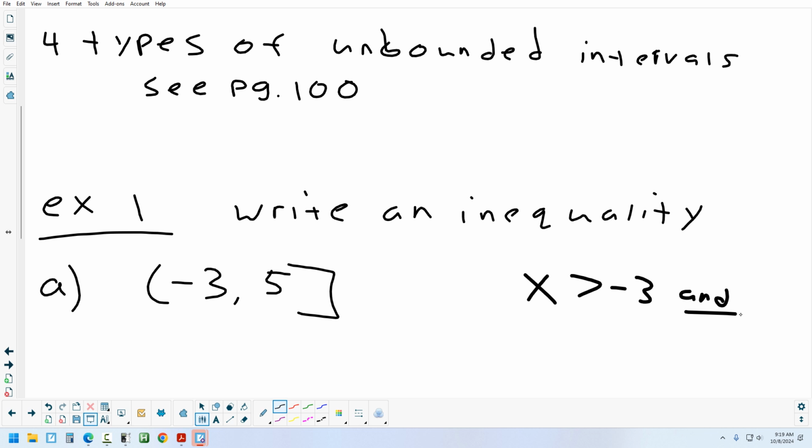And what else? It's not unbounded. It's greater than -3, but it's also less than 5. Less than or equal to 5. Less than or equal to 5. Yep.